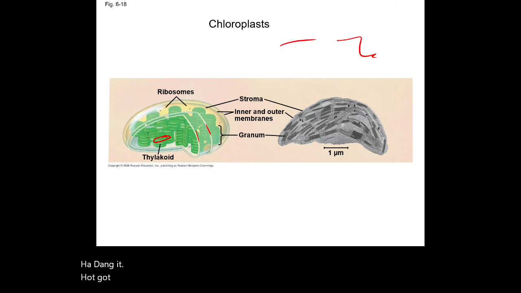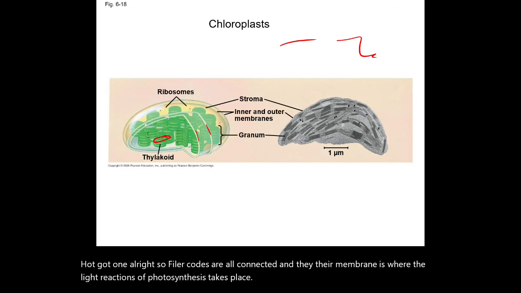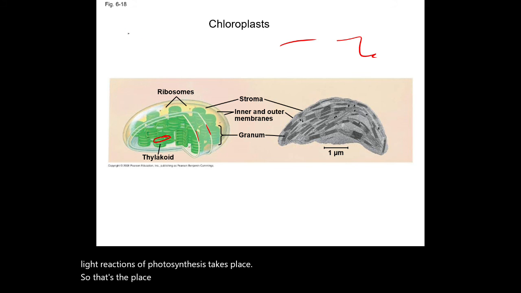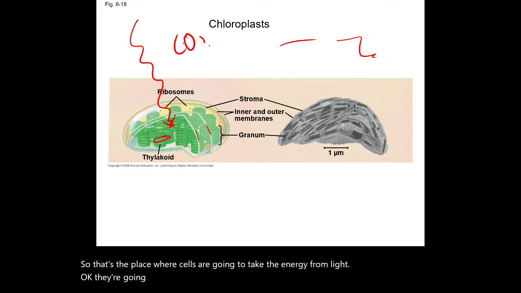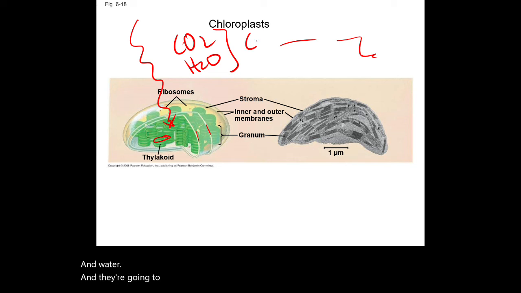All right, so the thylakoids are all connected, and their membrane is where the light reactions of photosynthesis take place. So that's the place where cells are going to take the energy from light. They're going to take CO2 and water, and they're going to be making glucose. Now, technically, the glucose is made in the stroma, but that's okay.